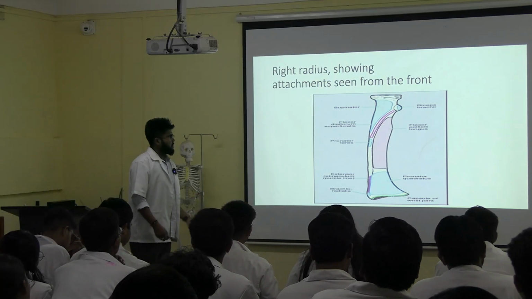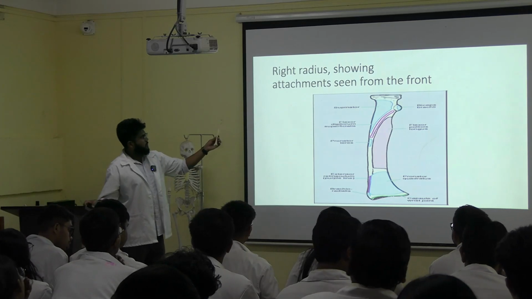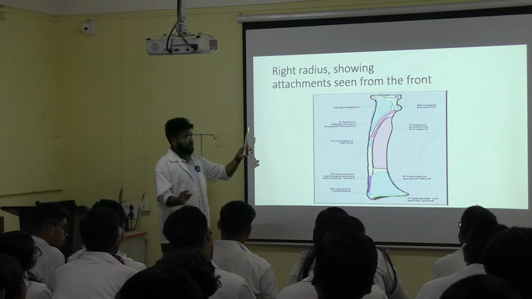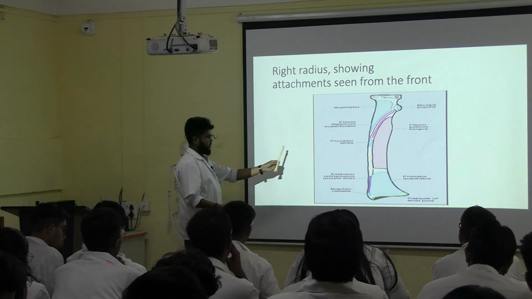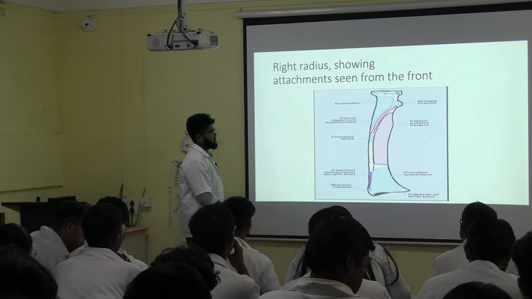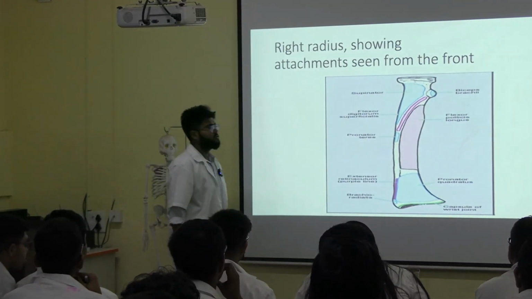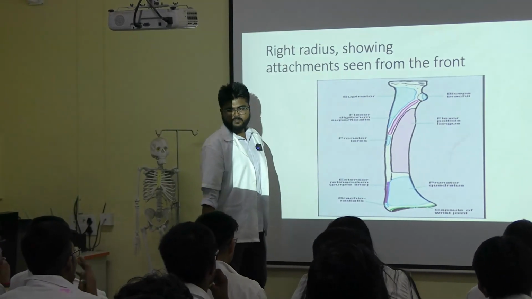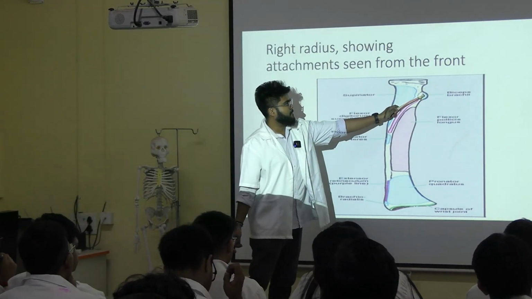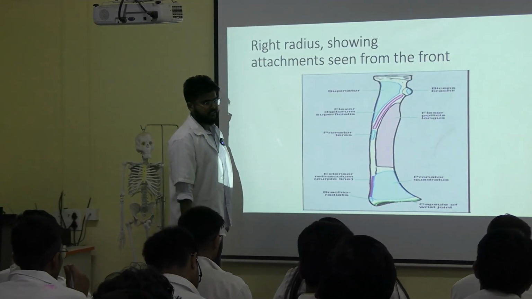First, this is mainly the front view. How do you know this is the front? Because the anterior surface is smooth. So this is the front view. The first muscle attachment is the biceps muscle. The biceps muscle is always attached to this radial tuberosity.